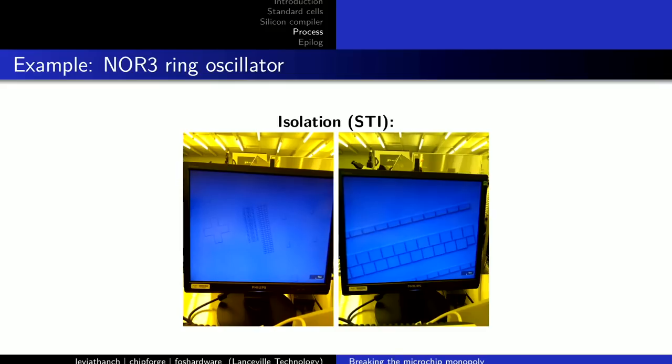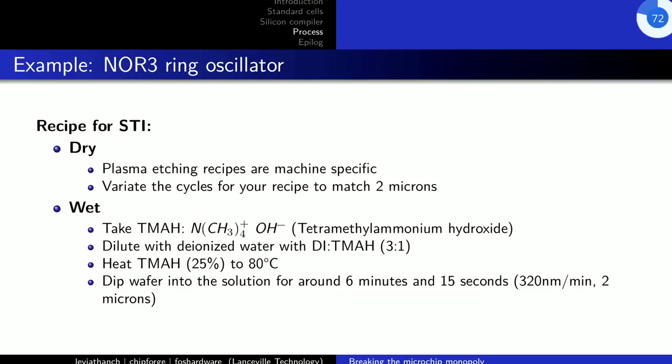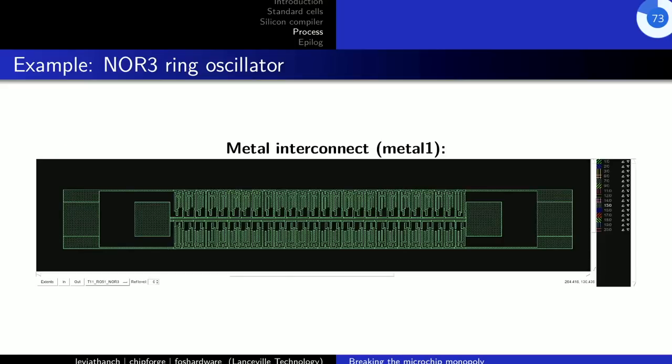Here are some pictures. We etched this one in the lab. Those are the islands, and around everything going down, those are the trenches in between the gates, between the wells. So we isolate them from each other. The recipe is pretty easy. Either you have a plasma etcher around, or if you are not rich and don't have money to buy a plasma etcher from eBay, you can also use tetramethylammonium hydroxide. And it's not even a German word, so cool. Diluted with deionized water 3:1, this 25% TMAH solution, you heat it up to 80 degrees Celsius, dip your wafer for 6 minutes, and then you get your structures.